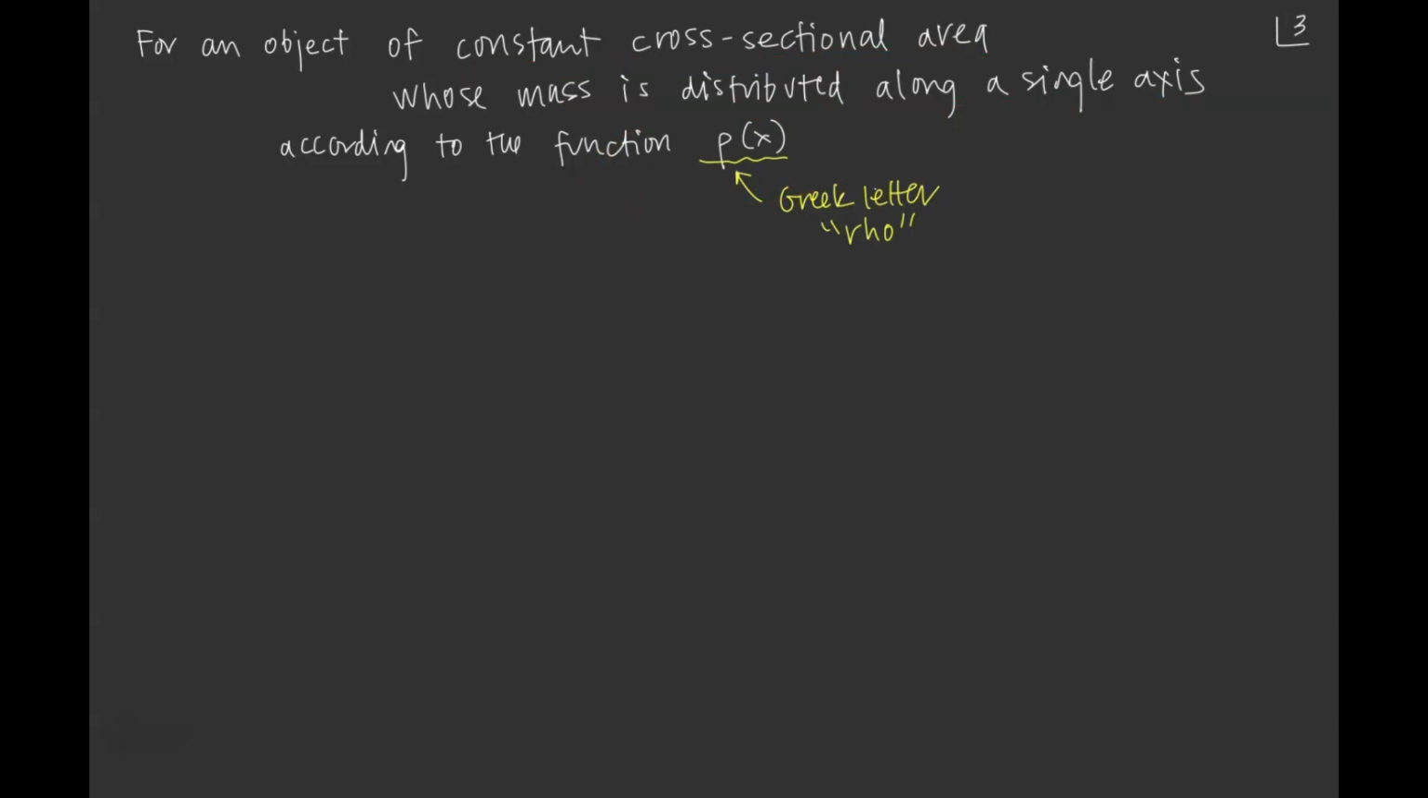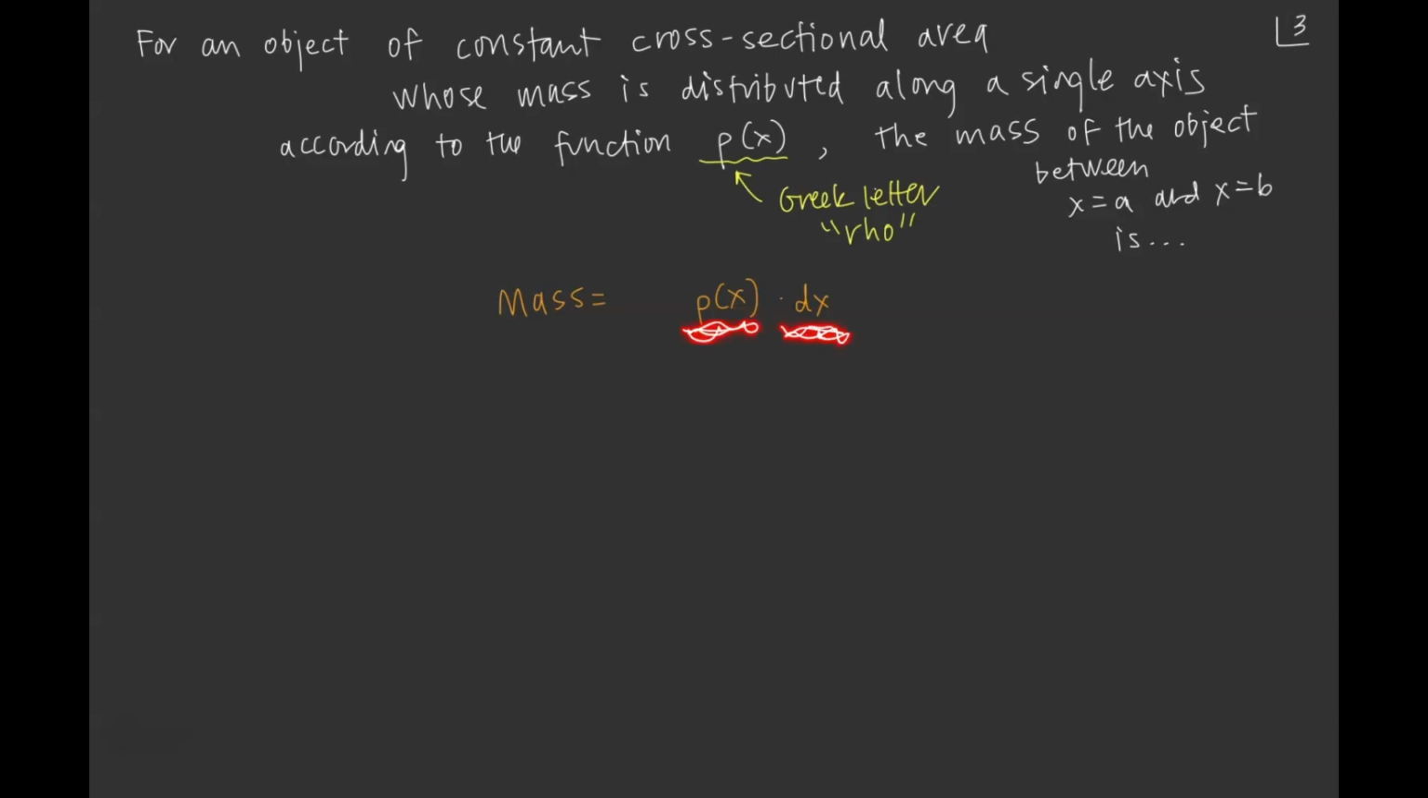Then, that's all the setup. Then we say the mass of the object between 2 points, a starting point and a stopping point, so between x equals a and x equals b, is, and now here's the awesome formula, we're going to sum up all the densities. Remember that mass equals density times volume. So the densities times the volume. For right now, we're just going to be thinking about this as the volume. This is the density. Density times volume equals mass.